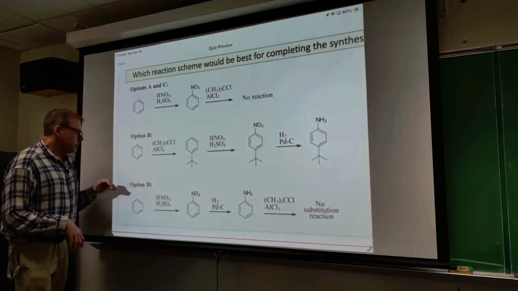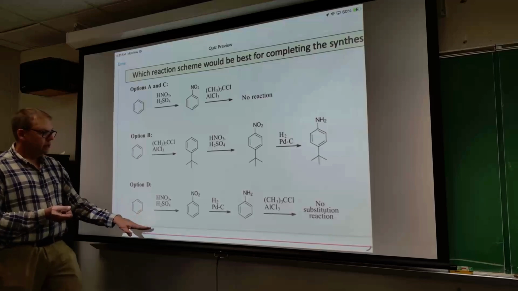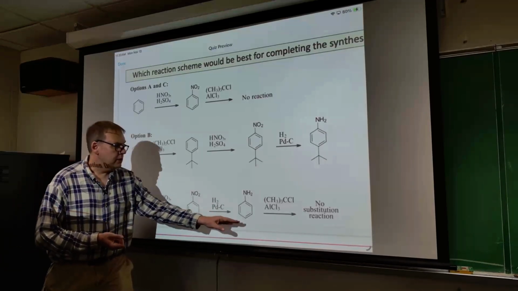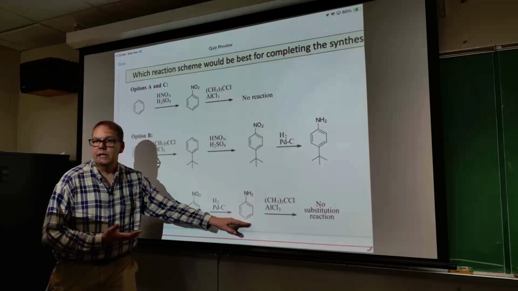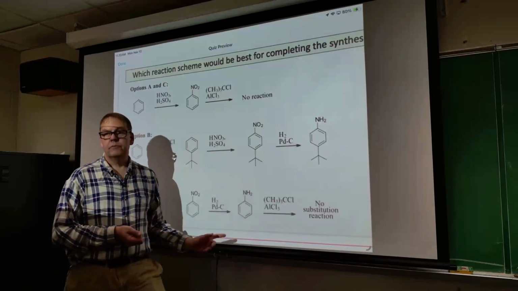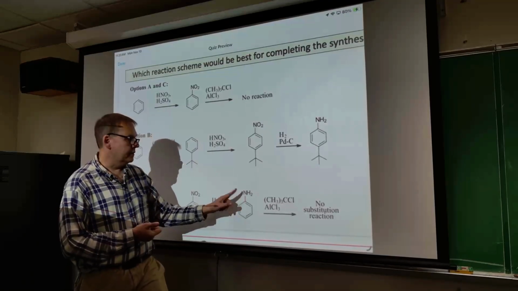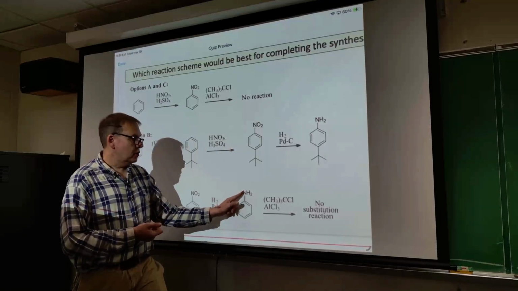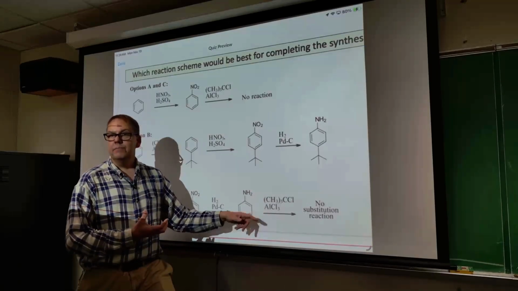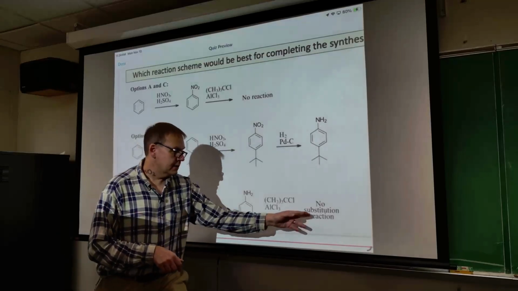The other scenario, which is option D, wouldn't work for a different reason. If you first nitrate, you get the nitrobenzene, and then you reduce it with hydrogen, palladium on carbon, you do get this aminobenzene, aniline. However, if you try to do the Friedel-Crafts alkylation on an aniline, remember this is another limitation of Friedel-Crafts reactions, they don't work with anilines because the aniline lone pair on the nitrogen likes to complex to the aluminum, and that basically stops the reaction from happening. Nothing else happens after that. So this is a dead end as well.